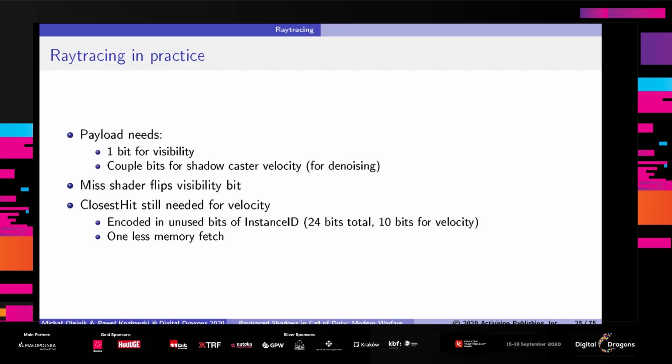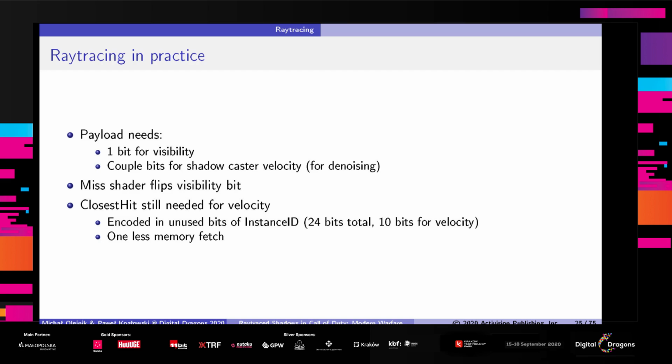In the simplest case, we would only need one bit in the ray payload and a miss shader to determine the visibility, since the DXR API allows us to not provide a closest hit shader at all. However, our denoiser uses shadowcaster velocity for tuning temporal convergence. So we want to return that in the payload.